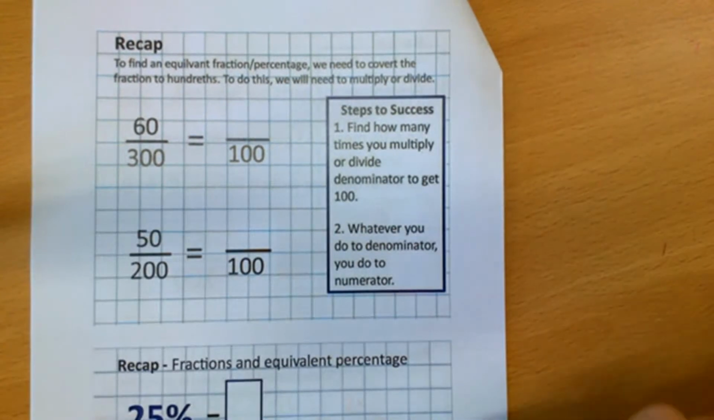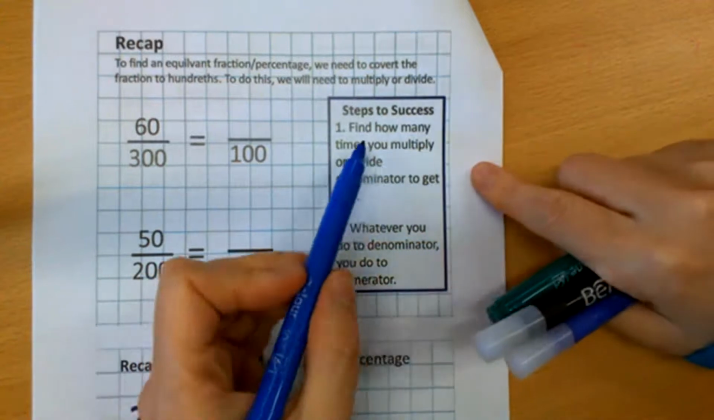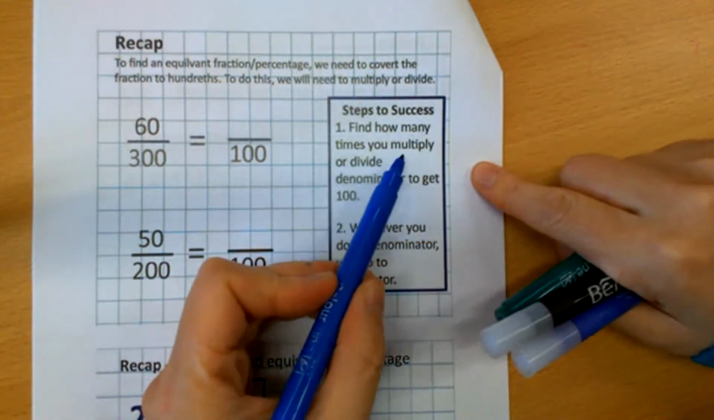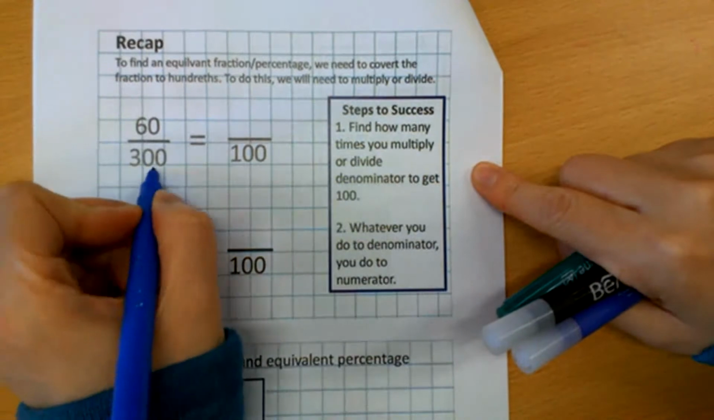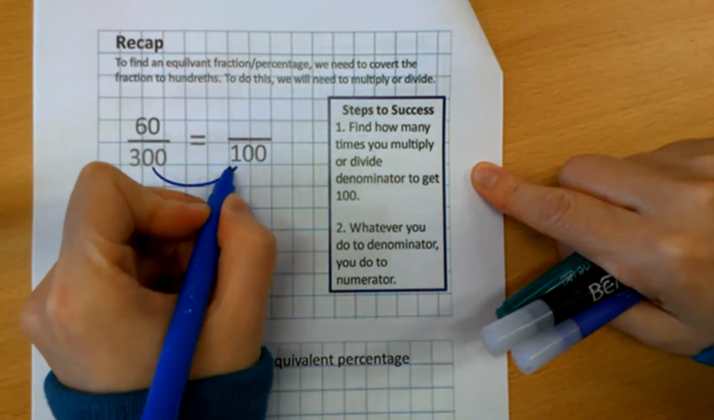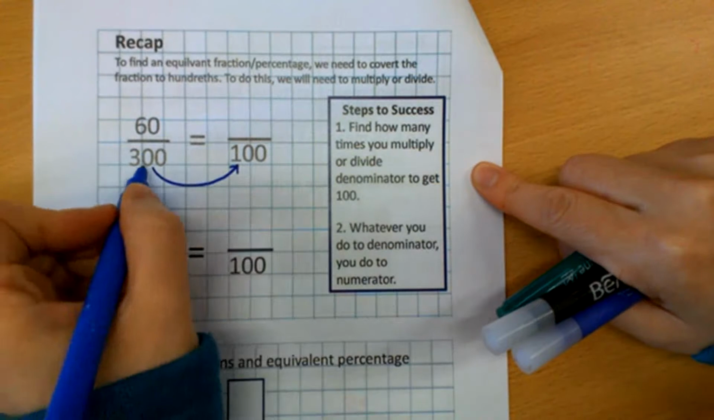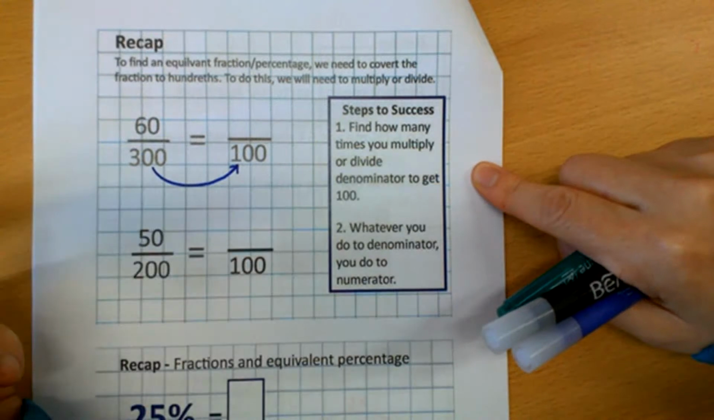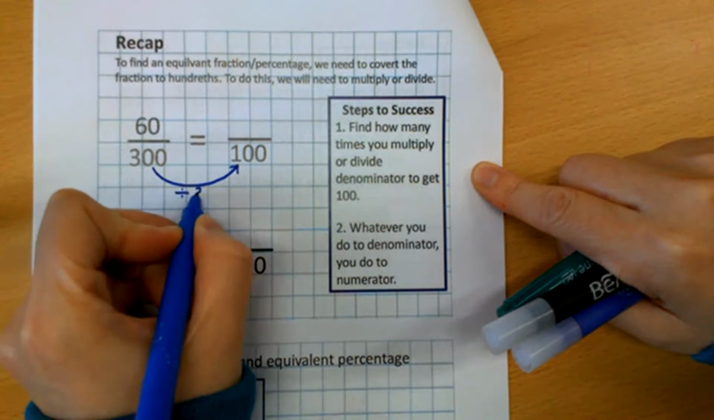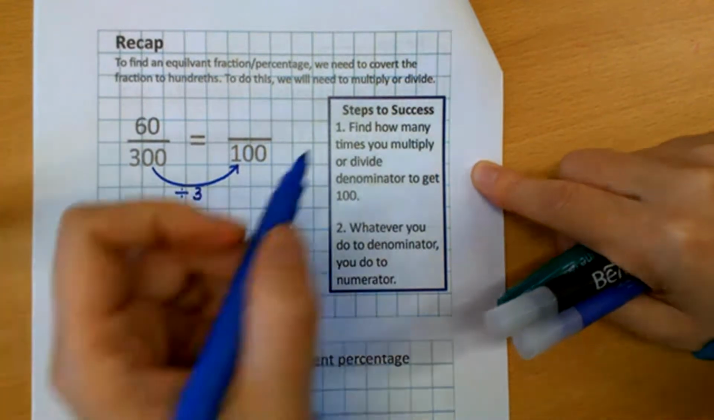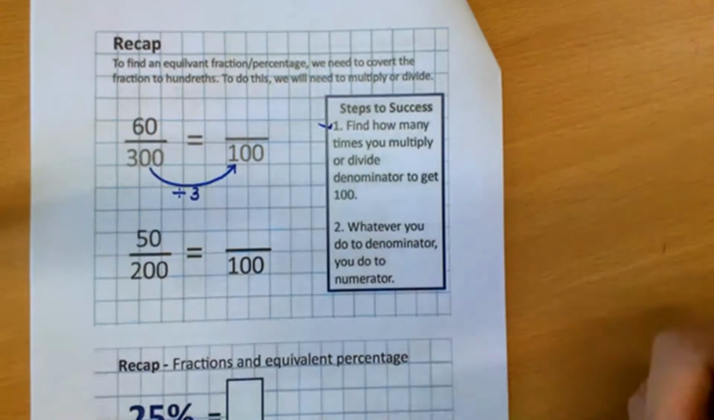So let's read that first step. Number 1, find how many times you multiply or divide the denominator to get 100. So we're starting with 300 and we need to get to 100. What must I do to 300? Yeah, I need to divide it by 3. Absolutely. So that's my first step.